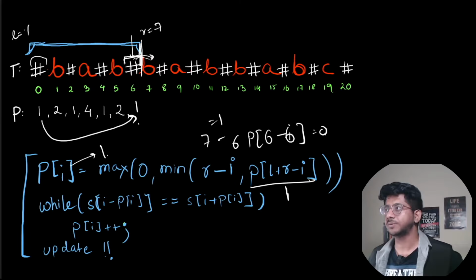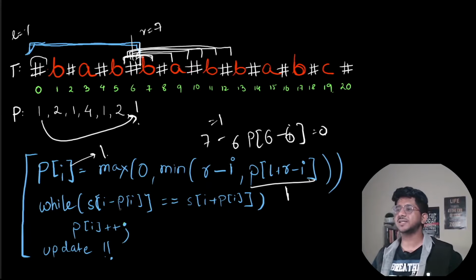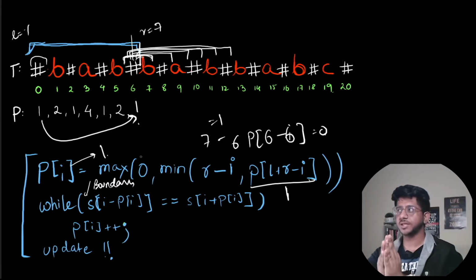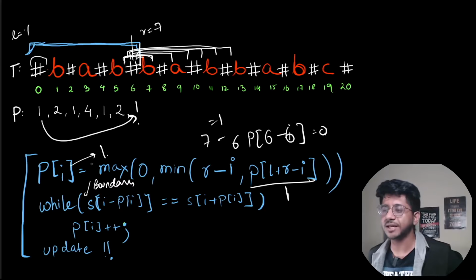Let me remove this. 1 length is the same on this side, 2 length is the same on this side, 3, 4, 5, 6 length is the same on this side. The 7th length doesn't exist, so we need to make sure that we check the boundary correctly over here, okay? But that's something we'll handle in the code. So when you're at the center, think about both sides, and keep expanding as long as you can. That's what this does.